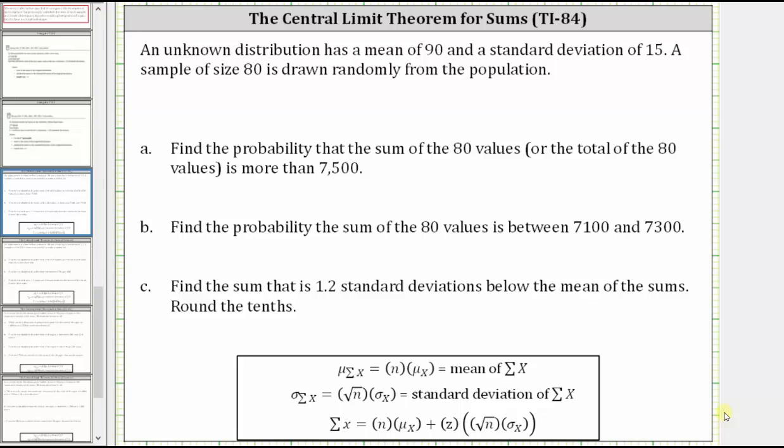In this lesson, we will use the TI-84 to determine the probability of a sum based upon the central limit theorem for sums, and also determine a sum given the number of standard deviations the sum is away from the mean of the sums. To begin, let's review the central limit theorem for sums.